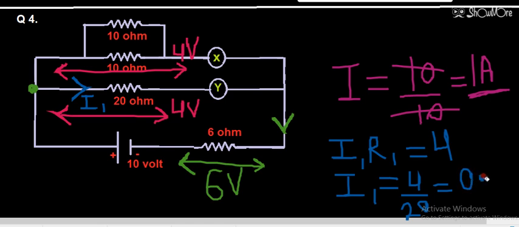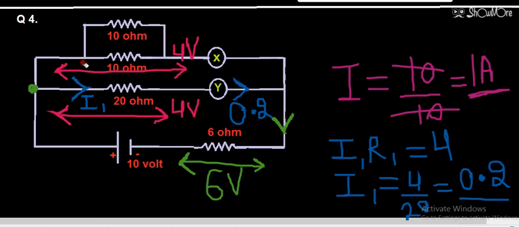So 0.2 current is flowing through this portion. So I1 is equal to 0.2 ampere.